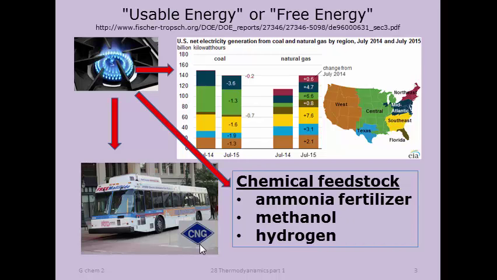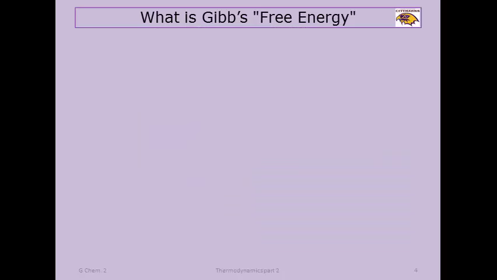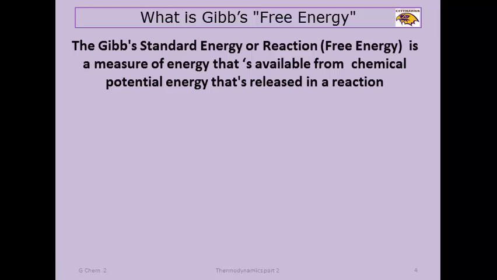But once again, we're back to that fundamental question of the chemical energy that's available in methane. How much electricity or transportation movement can we actually generate? What's actually usable? And that's where Gibbs free energy comes in, or Gibbs energy or free energy as it's referred to. Because the Gibbs standard energy of reaction is a measure of the energy that's available from the chemical potential energy that can be released in a reaction or that can be used in these ways.